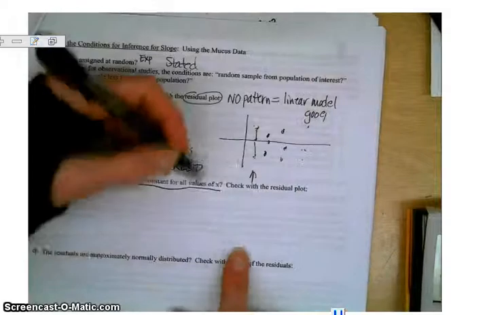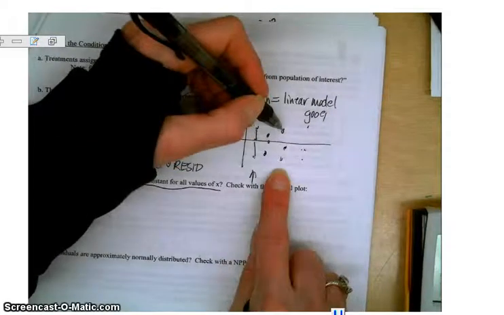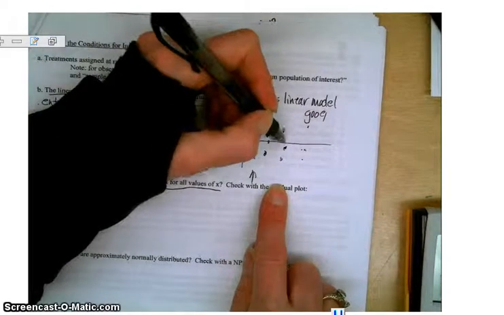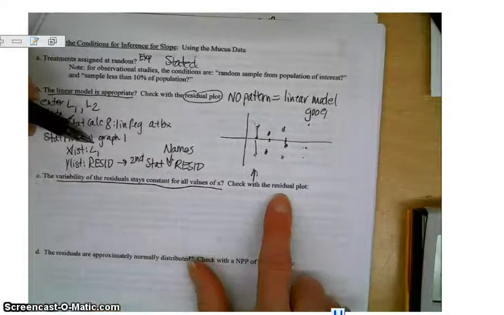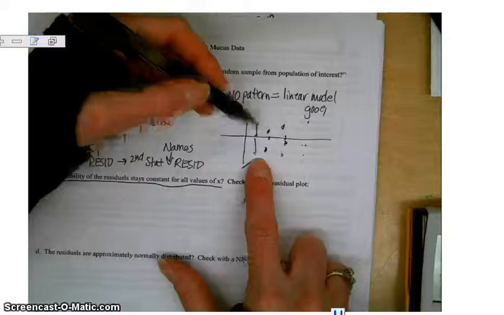Okay? In other words, if there were a point above this value of x, if all the points were blobbed right there, but all the others had some spread out, then you might question the variability of the residuals. Okay? So check with the residual plot. Again, the residual plot is the key here. For every value of x, it's got about the same spread above and below.